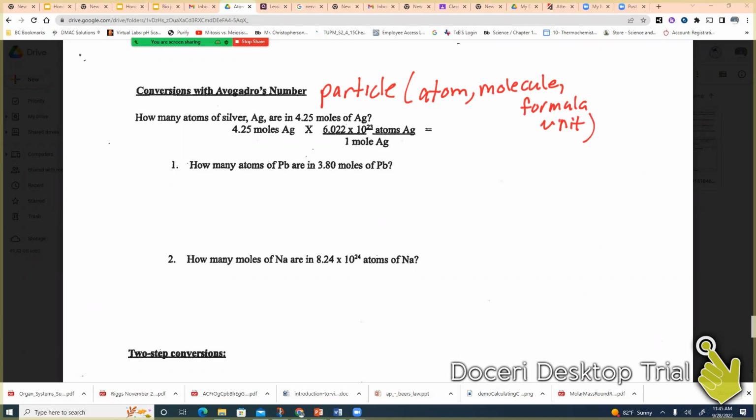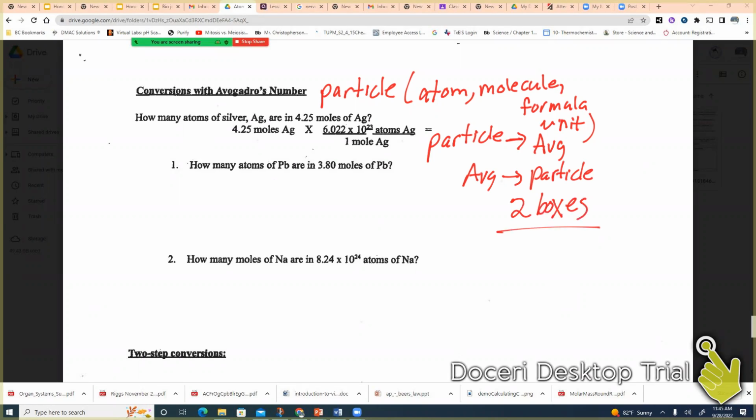And we're not using molar mass on these. So we're either going from particle to Avogadro's number, or we're reversing it. It's still 2 boxes. We're not going to do the 3 boxes until tomorrow. What do you think the 3 boxes are going to have? Oh, yeah, both. They end up having both conversion factors. That's why it makes it a little bit longer.